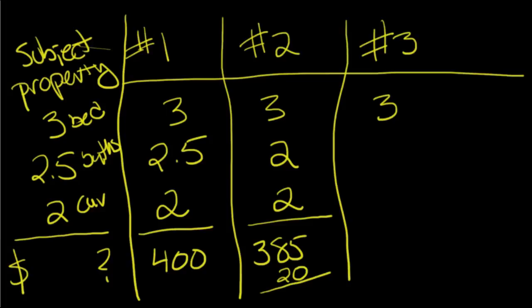Do we add or subtract the $20,000? I'm going to pause here for a second to wonder if anybody knows. We're going to add the $20,000. That's exactly right. So apples to apples, this house sold for $405. Can we stop there?